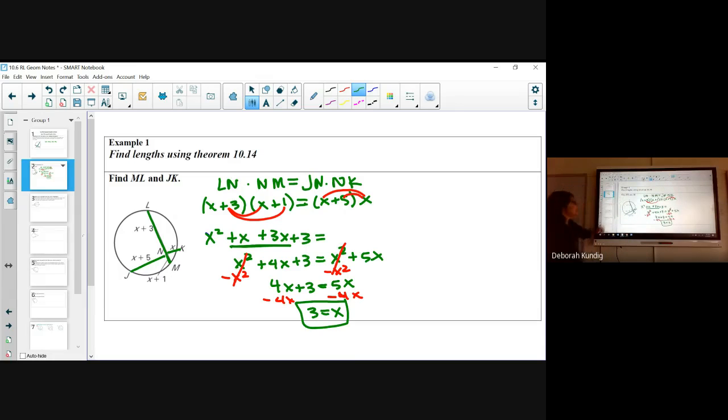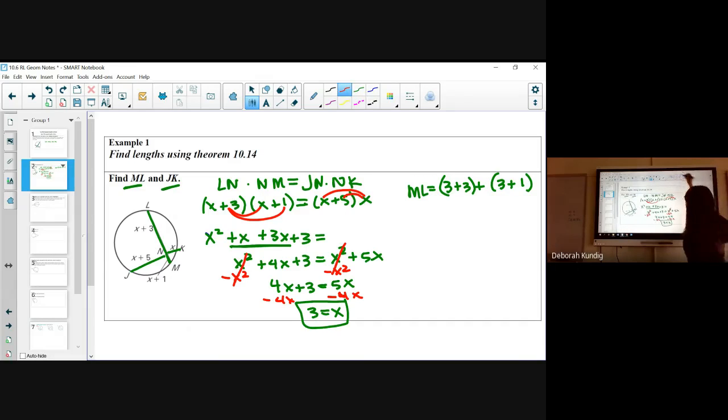So I'm finding the length of ML and JK. ML is the entire length. So ML is x plus 3, but x is 3, so it's 3 plus 3, plus the other length of x plus 1. So it's 3 plus 1. I replaced x with x equals 3. So ML is equal to 6 plus 4. So ML is equal to 10.